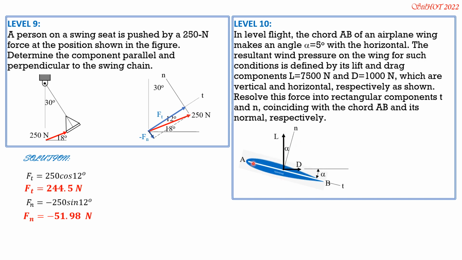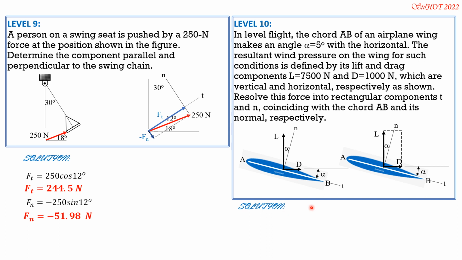So this is the airfoil, and this is the tangential axis along chord AB, then normal perpendicular to the tangential axis. That's why we have alpha here and the same angle alpha, which is 5 degrees. So the technique is, because we have two forces, we have to find the resultant first between this drag force and lift force. Luckily, they are perpendicular, so it's easy to compute the resultant.